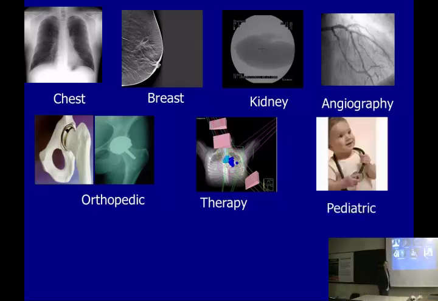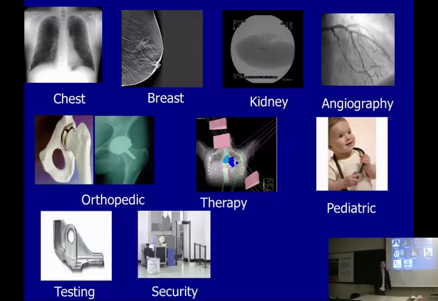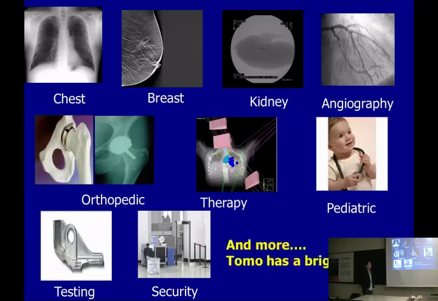Okay, pediatric. For kids, the dosage is a big concern. So three-dimensional imaging like tomosynthesis would be very helpful for children's X-ray imaging. And also non-destructive testing for mechanical and industrial parts can use tomosynthesis. Or homeland security for detection. So basically, tomosynthesis has a very bright future in all the traditional X-ray fields, including medical and industrial. And in our lab, we are engaged in chest imaging, breast imaging, and in the future, kidney imaging.